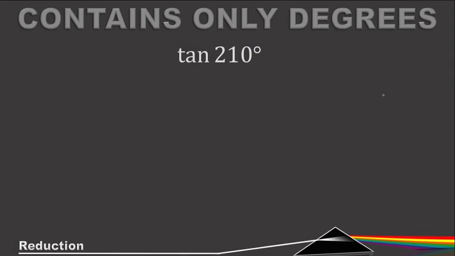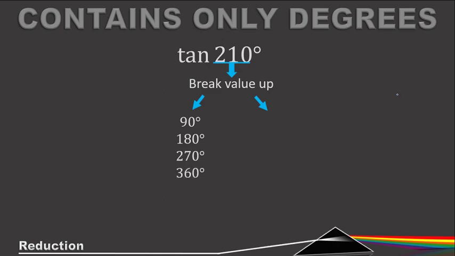And now if we go over to this type of example, these ones only contain degrees, so we don't have theta or x or any variable. So how we deal with these, we look at our degrees, and we need to break up the value into one of two values. The first one is either 90, 180, 270 or 360, and the other value is plus or minus your special angle. Special angles meaning the 30, 45 or 60 degrees.